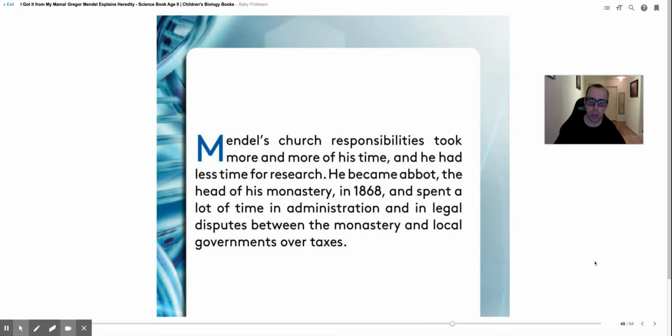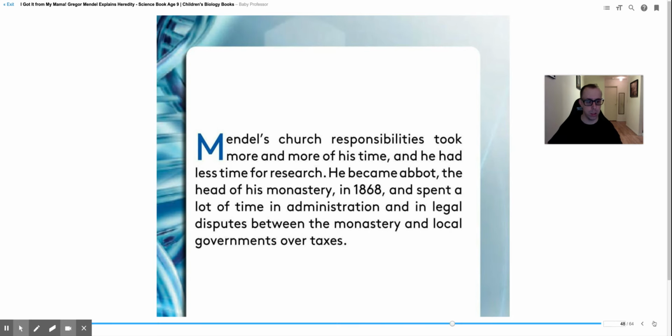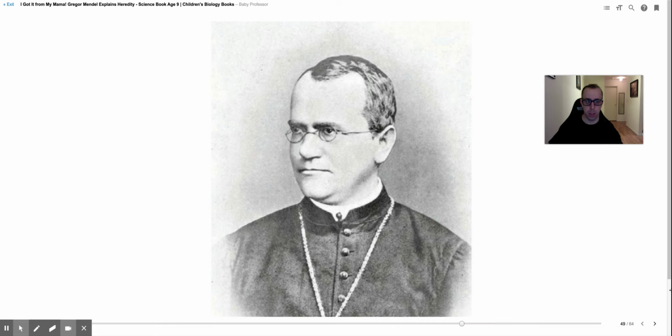Mendel's church responsibilities took more and more of his time, and he had less time for research. He became abbot, the head of his monastery, in 1868, and spent a lot of time in administration and in legal disputes between the monastery and local governments over taxes. Here is Gregor Mendel again.